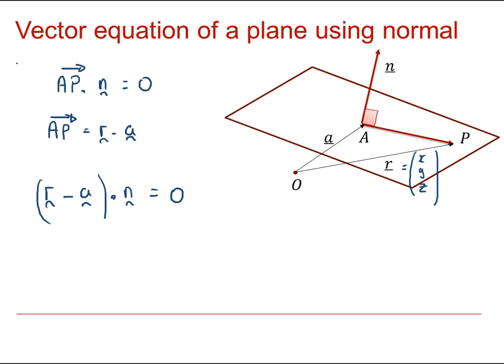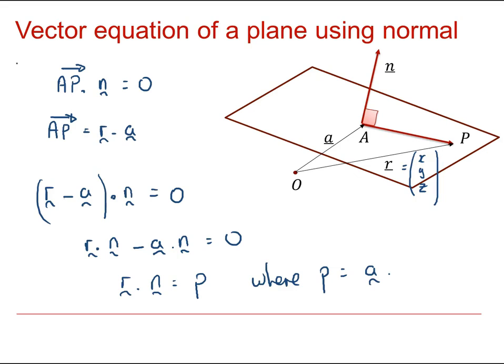Or if we expand that, we can see therefore that R dot n minus A dot n is equal to 0, but A dot n is just some value P, so we can therefore say that the dot product R dot n is equal to some number P, where P is equal to the dot product A dot n.